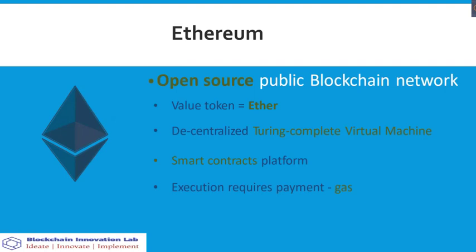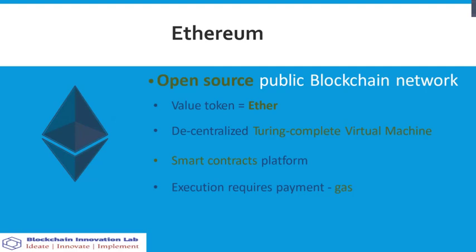Ethereum is an open source public blockchain network, and the value token is Ether. It's completely decentralized, a Turing complete virtual machine, or you can also say EVM, Ethereum Virtual Machine. On the Ethereum, you can create your own smart contracts.